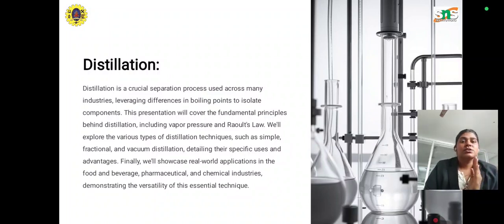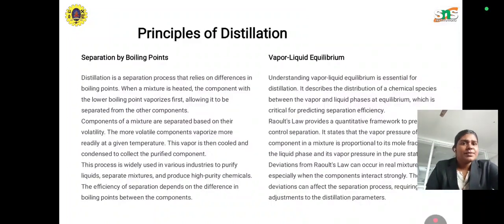First, the presentation will cover the fundamental principles behind distillation, including vapor pressure and Raoult's law. We will then explore the various types of distillation techniques such as simple, fractional and vacuum distillation, detailing the specific uses and advantages. Finally, we will showcase real-world applications in the food and beverage, pharmaceutical and chemical industries, demonstrating the versatility of these essential techniques.